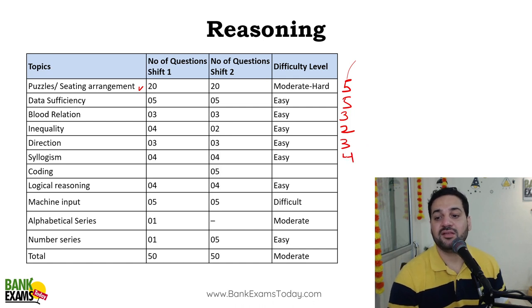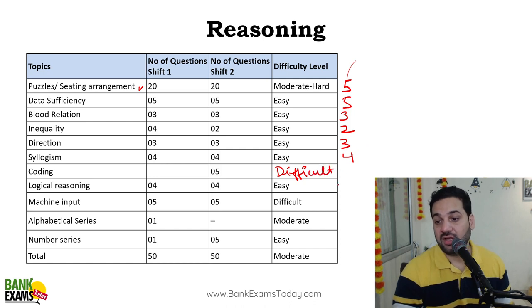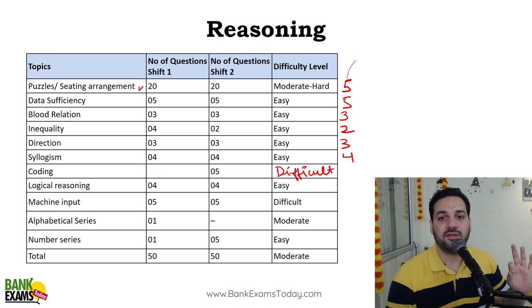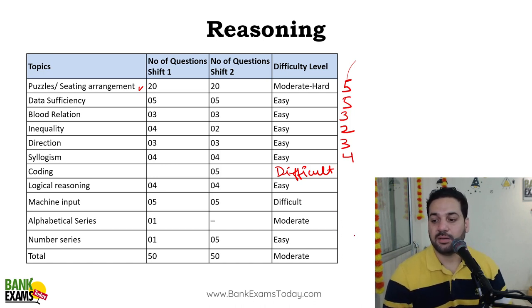Syllogism is always easy. Coding last year was difficult. Machine input output was difficult. Logical reasoning was easy, but accuracy is not there most of the time in logical reasoning. Alphanumeric series was sort of difficult, but number series was easy. So give it a look.